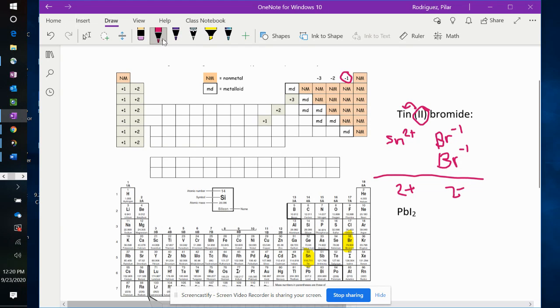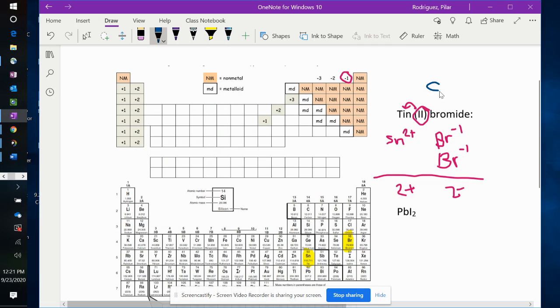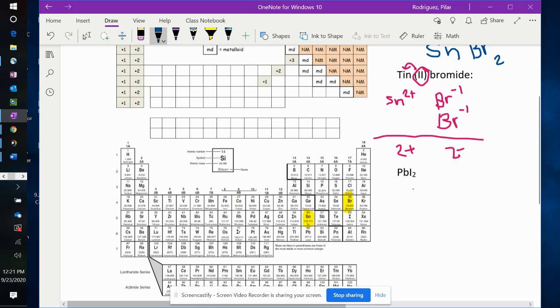So my final answer is going to be, whoops, Sn, 1 of tin, and 2 bromides, Br2. So that is the formula for tin 2 bromide. Then I have to write the actual name.